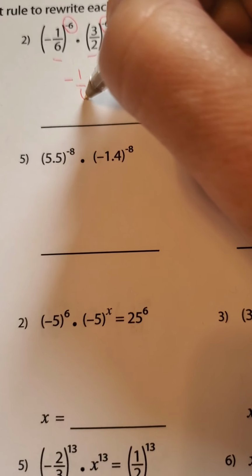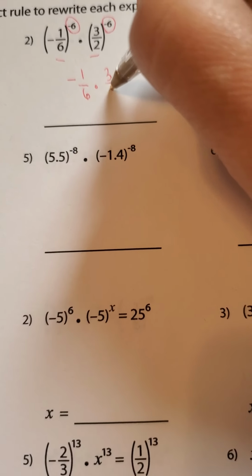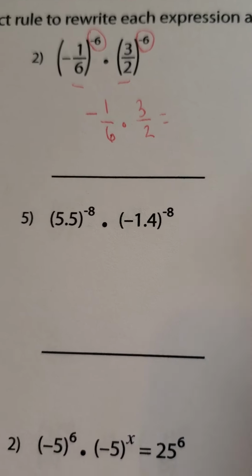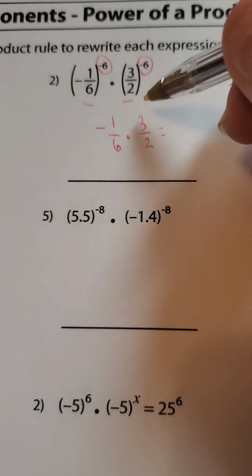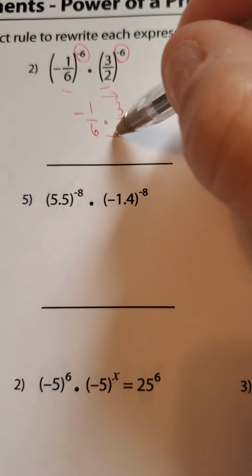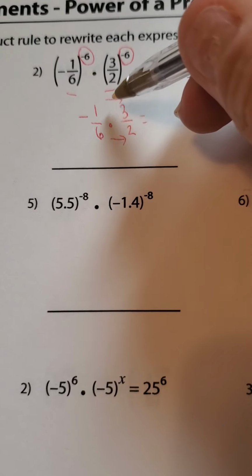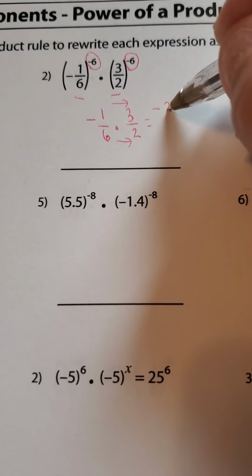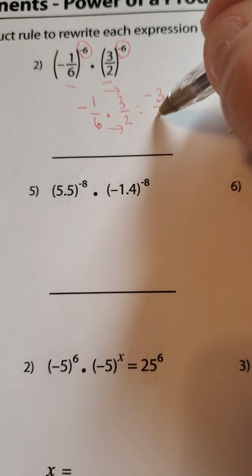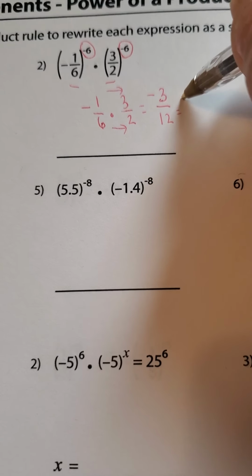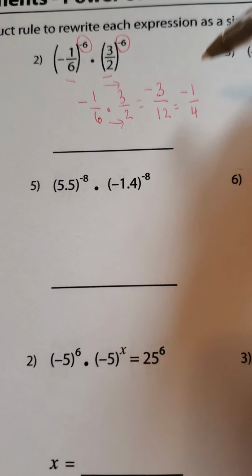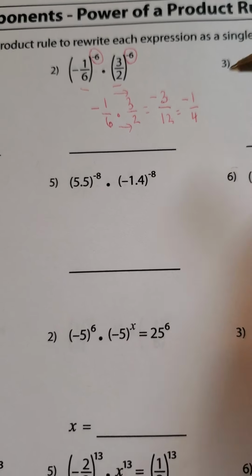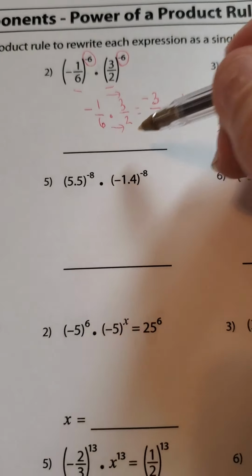So I have negative 1/6 times 3 over 2. Many different ways to multiply those fractions. You could do some canceling as you move along, or we can just simply multiply straight across the top, straight across the bottom, and then simplify in the end. So that's what I'm going to choose to do. So we have negative 1 times positive 3 is negative 3, and 6 times 2 is 12. And when I simplify that, I have negative 1 over 4, and that's because I can divide 3 and 12 both by 3. So this is going to be my new base.